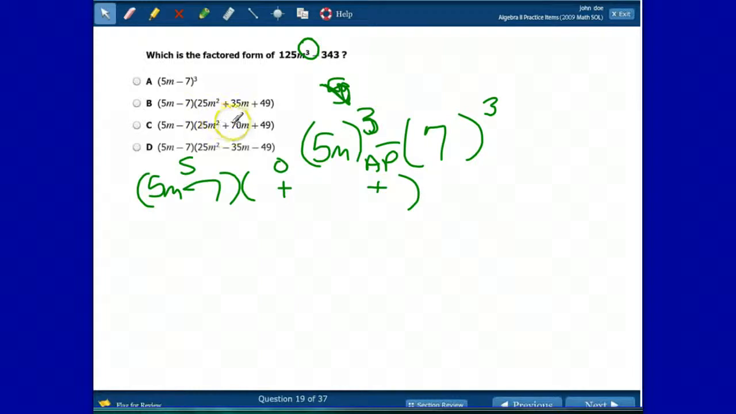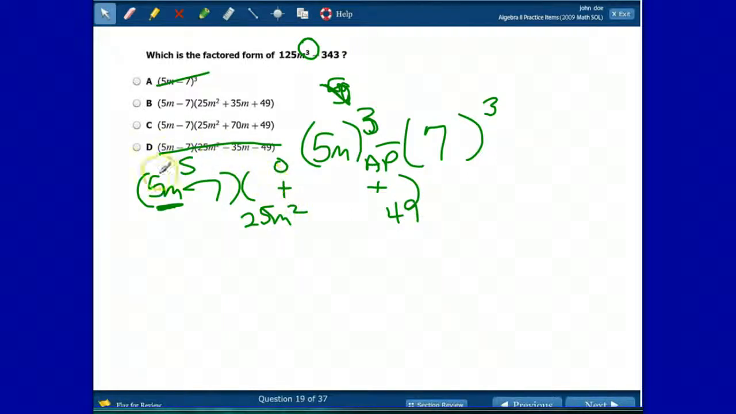First of all, I can look at my choices. I already know this is out. And let's see, these two are okay, and this one is definitely out. So I've got B or C as a choice. So this is what you do. You square this first term. So square that, you're going to get 25m squared. Then you're going to square this one, which gives you the 49.